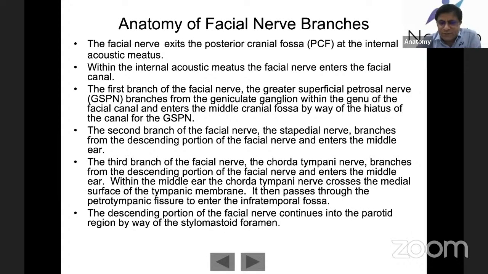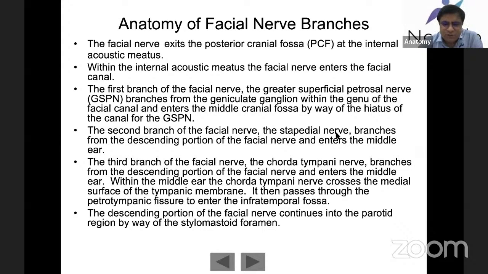So from there, the first branch that's given out by the facial nerve is the greater superficial petrosal nerve within the genu of the facial canal, and it enters the middle cranial fossa by way of the hiatus of the canal for the greater superficial petrosal nerve, right? So it descends down and reaches the foramen lacerum, where it receives the deep petrosal nerve, and together there's a nerve called the Vidian nerve, or nerve of the pterygoid canal, and that goes further, that will be discussed later on. Right now, just focus upon the functional components.